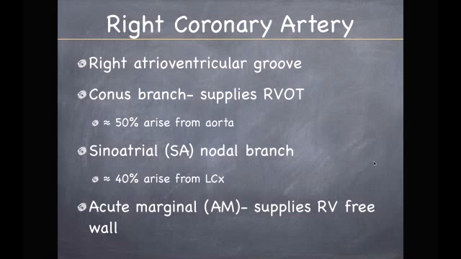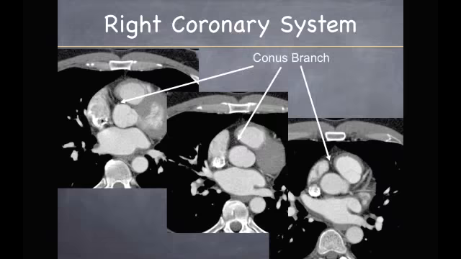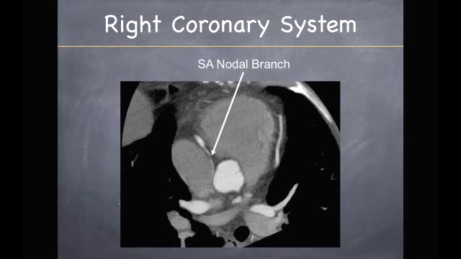And then there's the acute marginal, which is going to supply the right ventricular free wall. Here you can see the nice big right coronary artery. In most patients, the right coronary artery is the dominant vessel, and that's going to run in the right atrioventricular groove. Here you can see the small branch, the conus branch, which is running up towards the right ventricular outflow tract. And actually, you'll notice in this case, the right coronary artery is here, and this branch is actually coming directly off of the aorta.